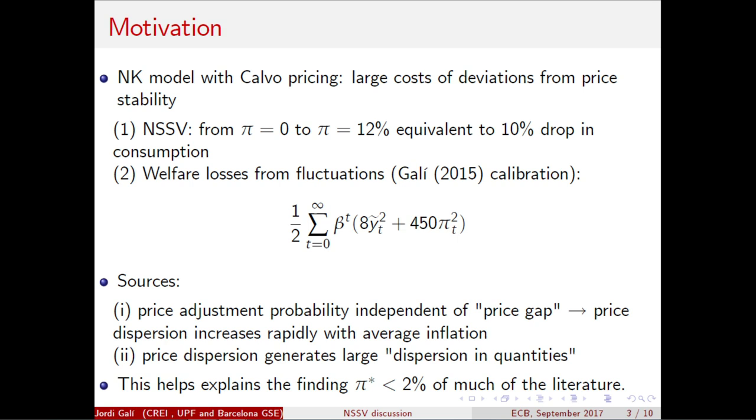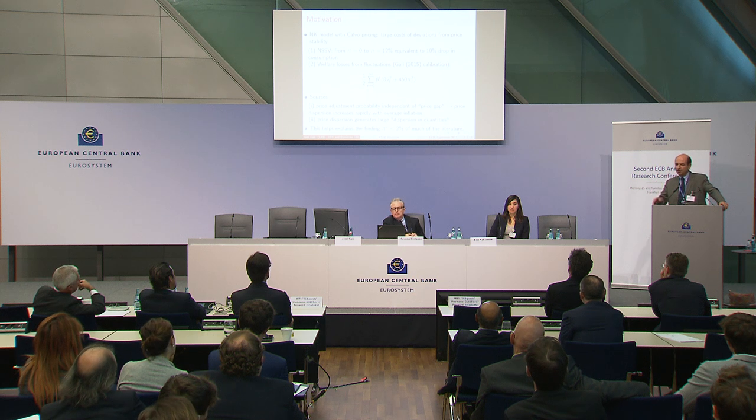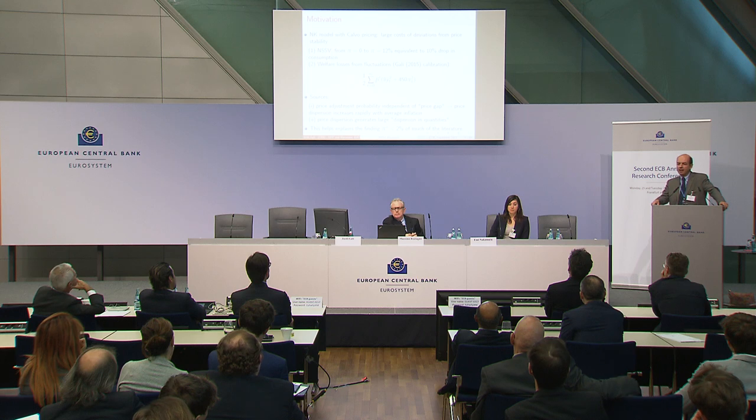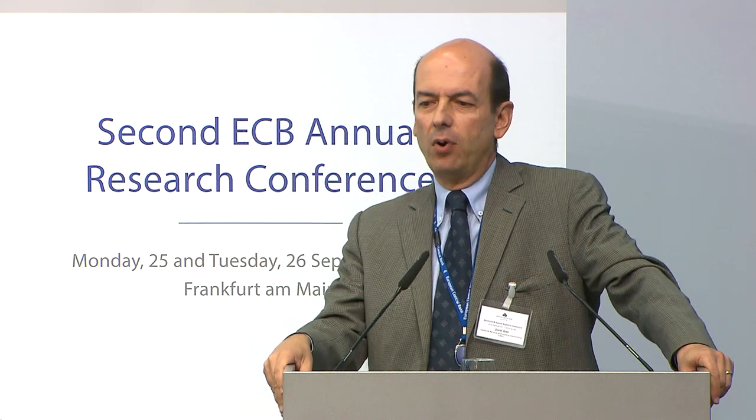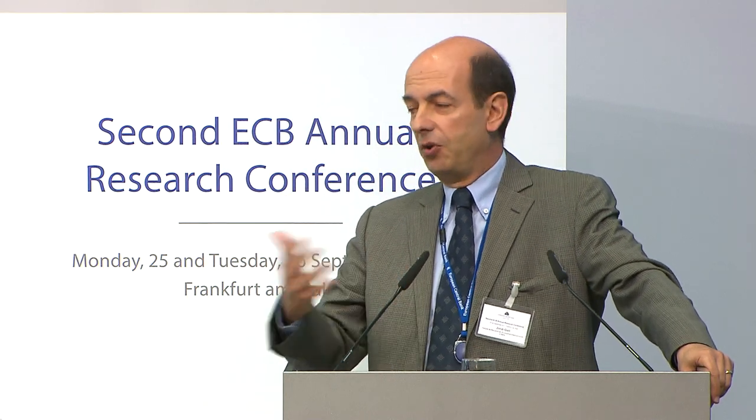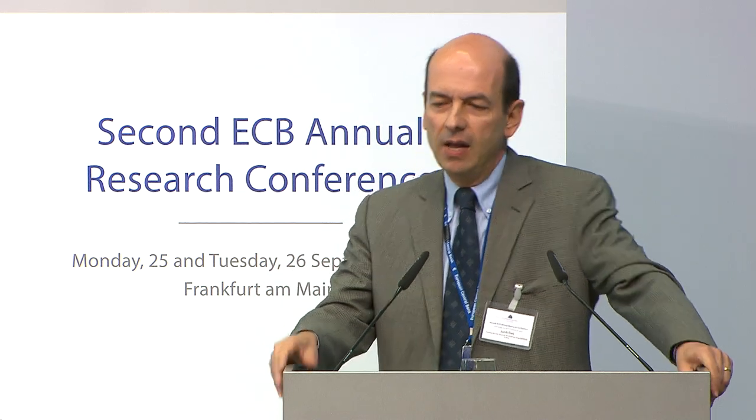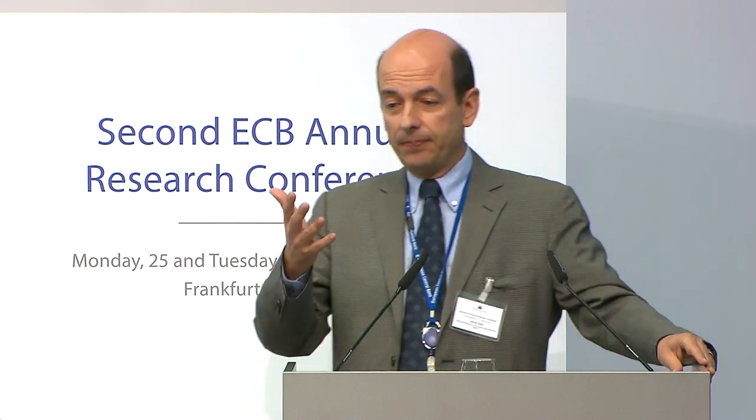The starting point, which is well known in the literature, is that the new Keynesian model with Calvo pricing involves very large costs of deviations from price stability, for any reasonable calibration. Amy mentioned this particular result as a headline of the paper. Now, if you go from an inflation of 0 to 12%, that is equivalent to a permanent drop in consumption of 10%. That's a huge negative effect. Let me give you a different perspective on this cost of inflation implied by the Calvo model.